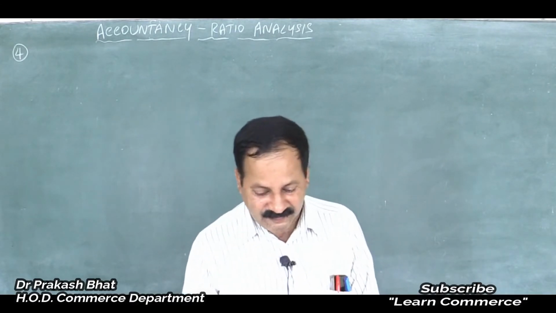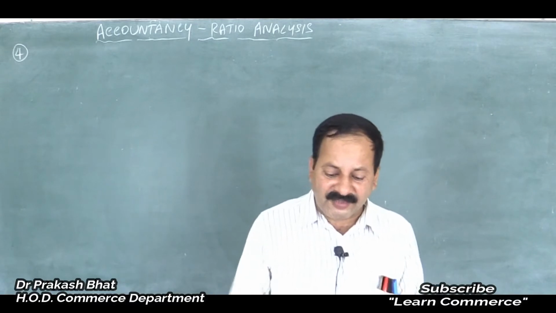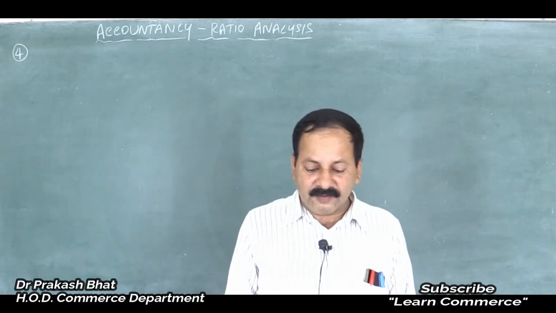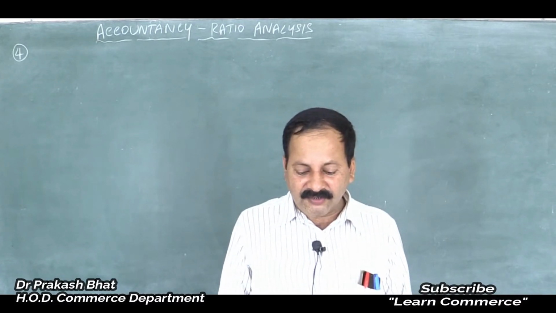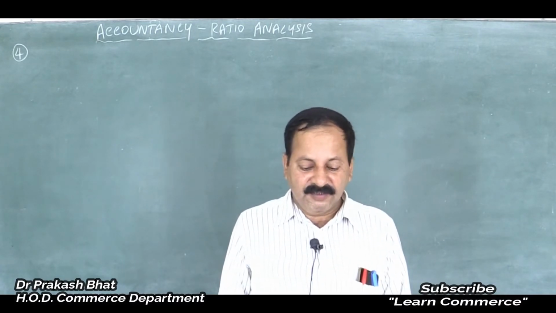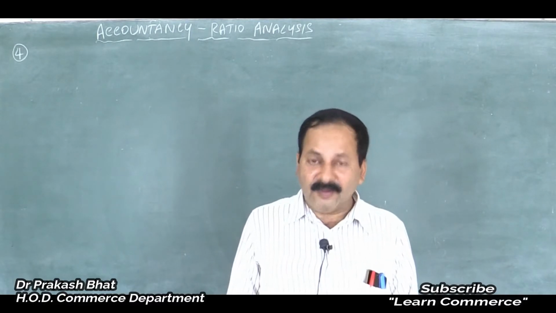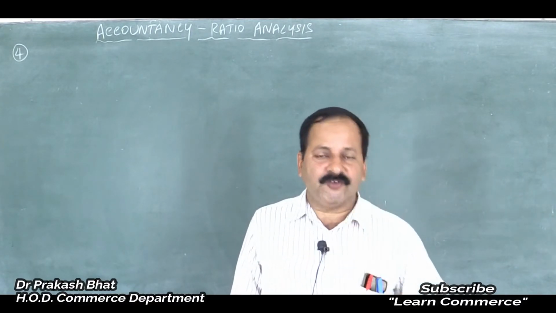From the following information, calculate gross profit ratio, inventory turnover ratio, trade receivable turnover ratio, return on shareholders' funds, return on investment, book value per share. These are the 6 ratios we are going to calculate now.